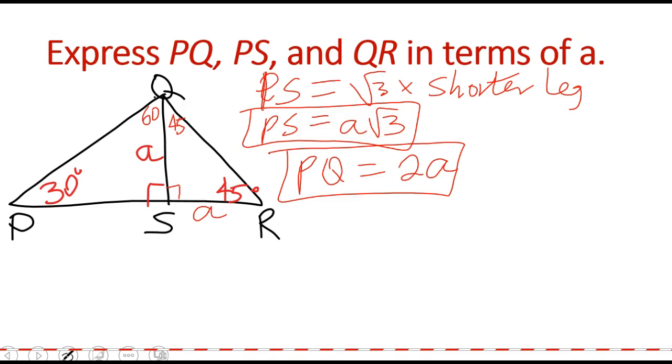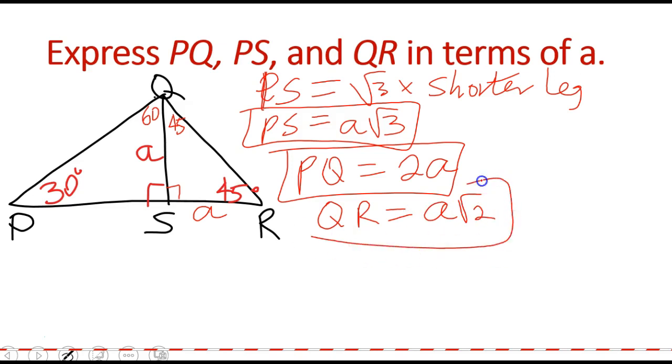Okay. And then QR. So QR is the hypotenuse of the triangle with angles 45, 45, 90. What do we know about that? That's the diagonal of a square. So that's going to be square root of 2 times A. So QR is going to be A times square root of 2. Again, it comes by just more practice. You get used to these numbers, but you need to memorize them and be able to use them freely like that.